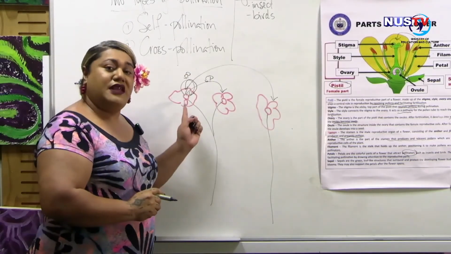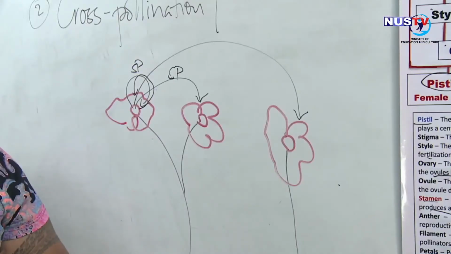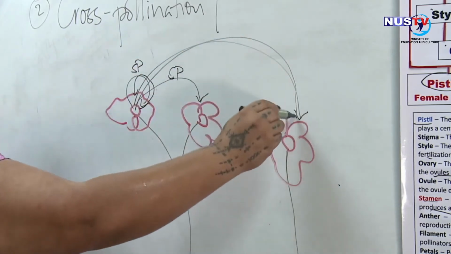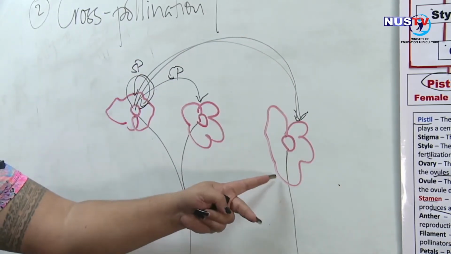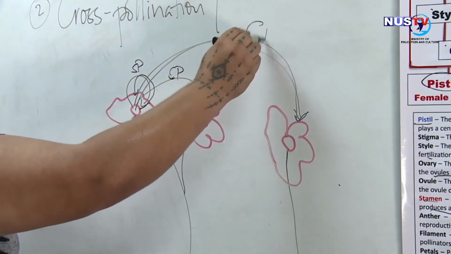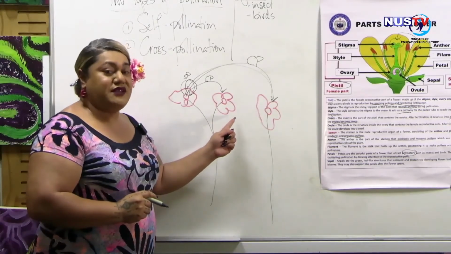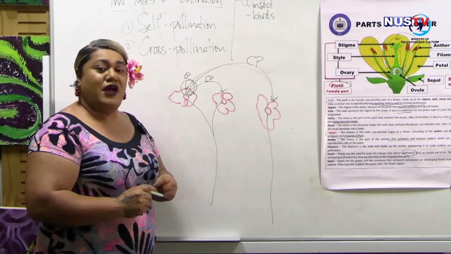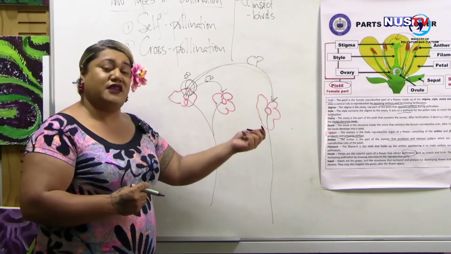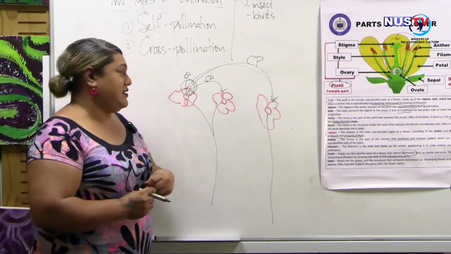But if the pollen is transferred to another plant of the same species, so another flower of the same species, this is cross-pollination. So it needs to be the same species. For example, a hibiscus or an aute can only pollinate another aute. It cannot pollinate a different flower or a different species.